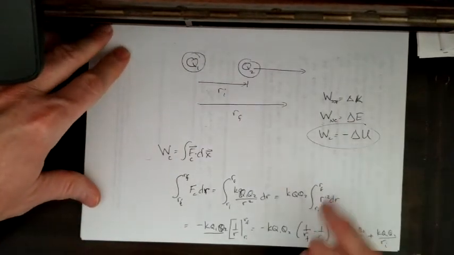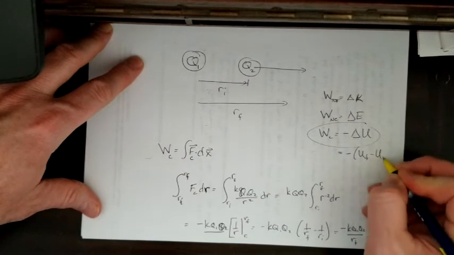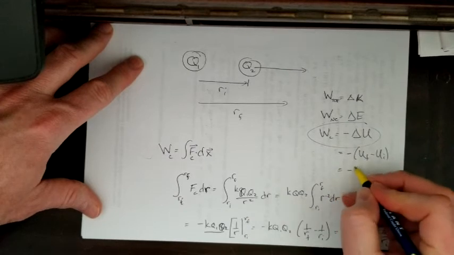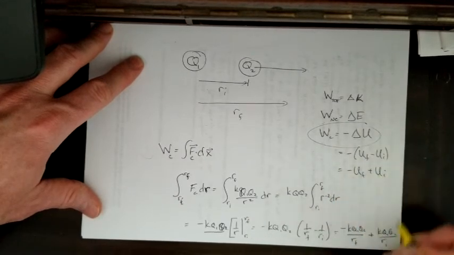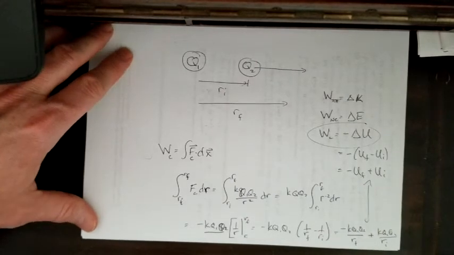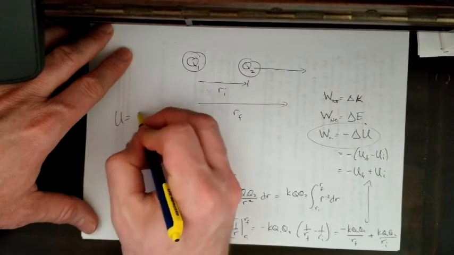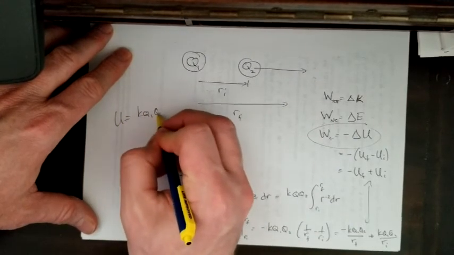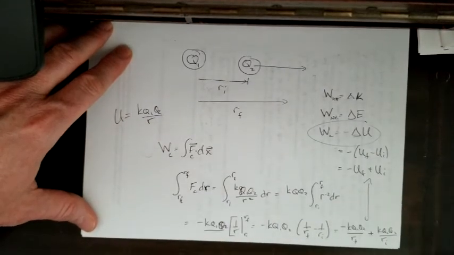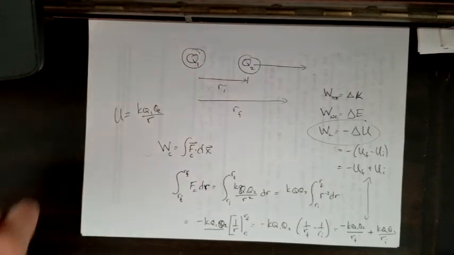Now, that should be equal to the negative change in potential energy, which is negative of U final minus U initial, because change is always final minus initial. The negative sign distributes, and we get negative U final plus U initial. And we have a parallel here. So if the potential energy is equal to k q1 q2 over r, then this works. But do recognize that there are actually an infinite number of formulas that work, because we can always add a constant.